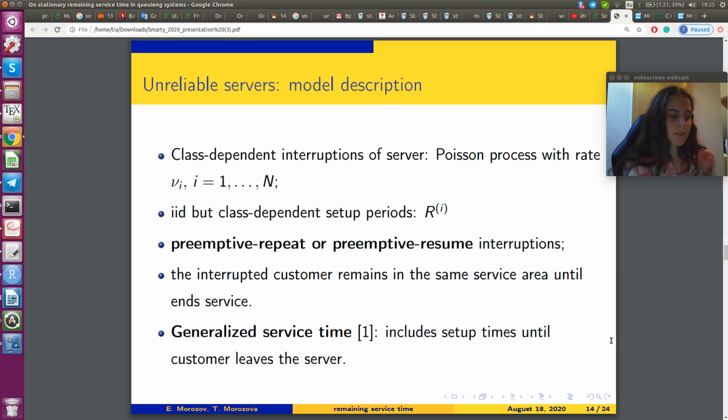So now we will modify the system by adding the possibility of unreliable servers. The server can fail, and the interruptions form a Poisson process. After the interruption, a setup period follows, which can also be generally distributed. We consider two different types of interruptions: the repeat and the resume mode. I'm not going to talk much about this because we already considered this model before in a previous paper. The main metric here is the generalized service time, which consists of the original service time plus the setup time. So it's just getting longer.